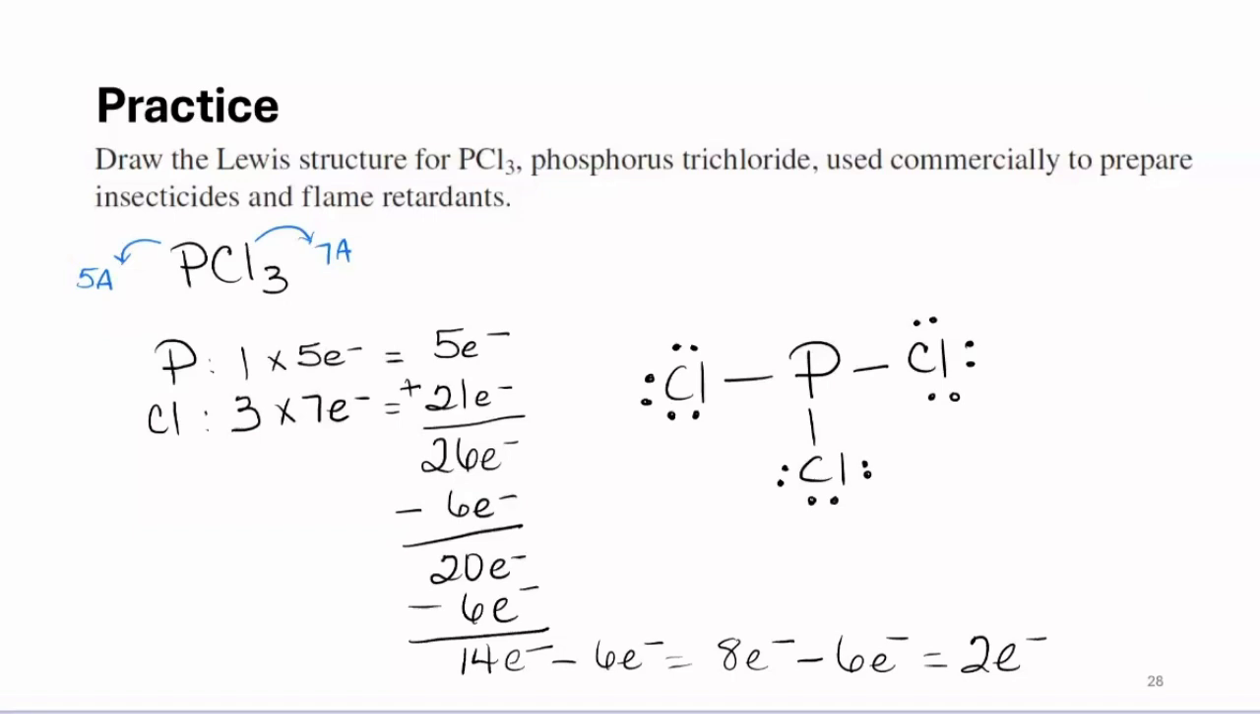And since my outside atoms have their complete octets, those 2 extra electrons are placed on phosphorus. So I use the 2 electrons left, and all the valence electrons are taken into consideration to build the structure for PCl3. Let's do one more example on how to write the Lewis structure for a covalent compound.